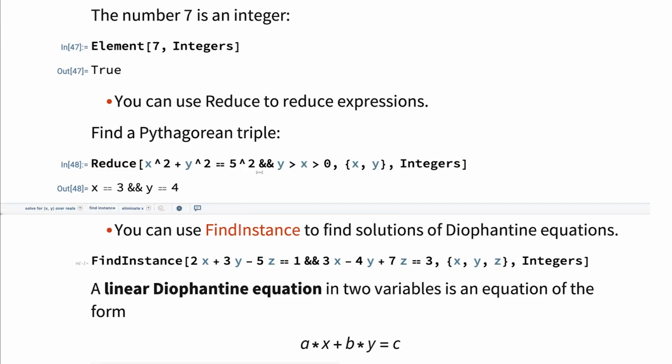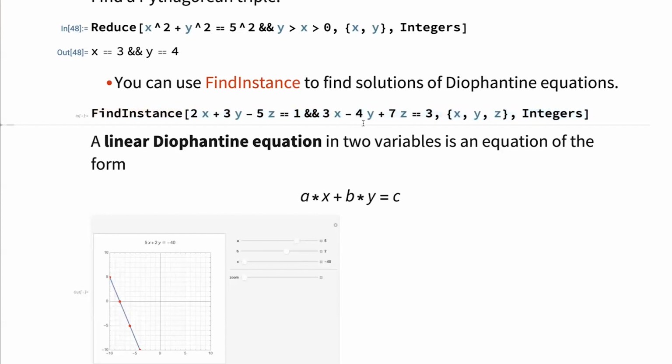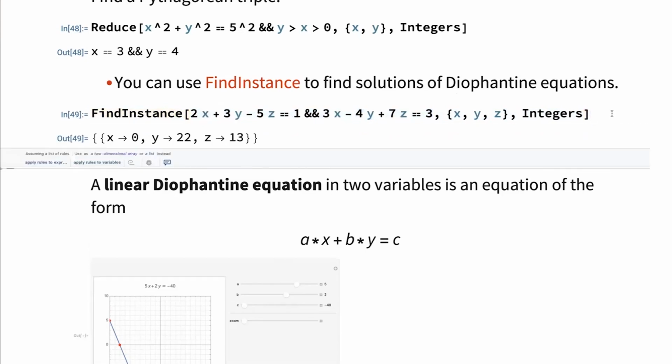Or we can use the function FindInstance to find solutions of Diophantine equations. Here we have 2 Diophantine equations, and we want to find the solutions. x, y, and z should be integers, and so an instance of a solution is 0, 22, 13. So as I said, it's very difficult to solve Diophantine equations, and if we want to study them, we need to narrow down the subject.